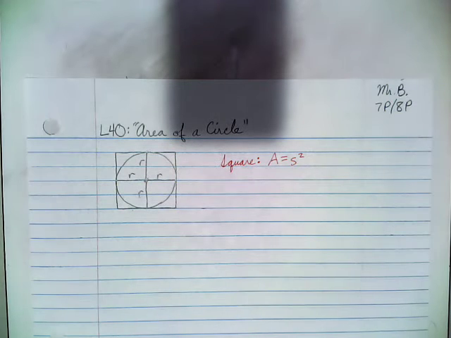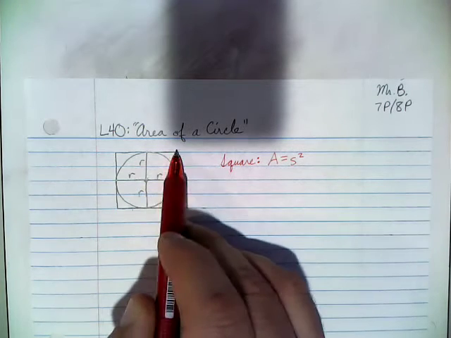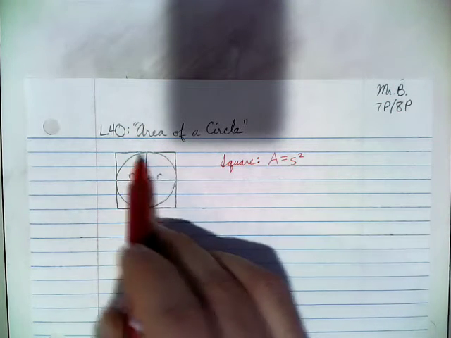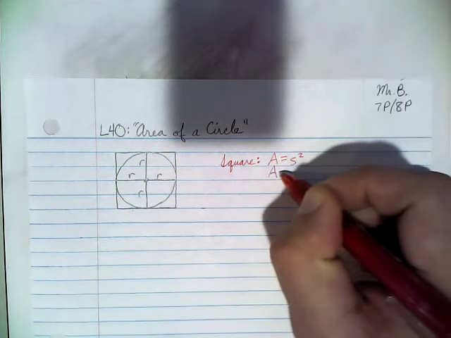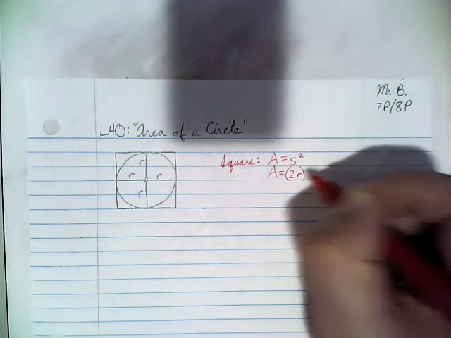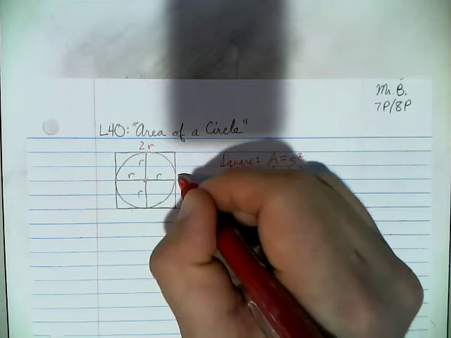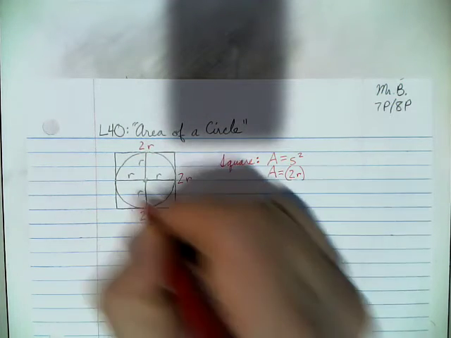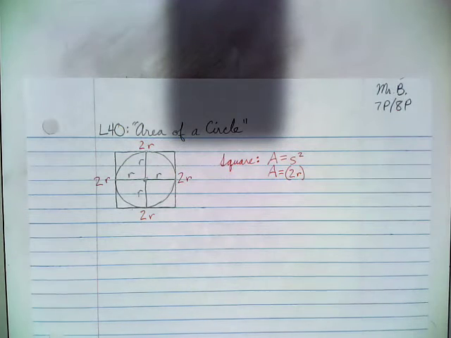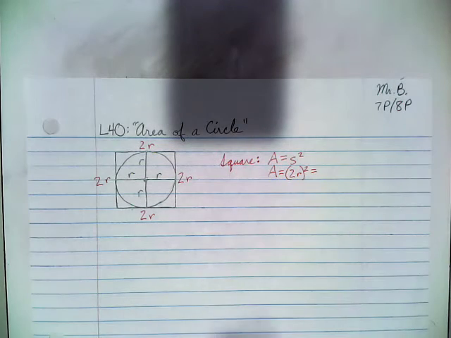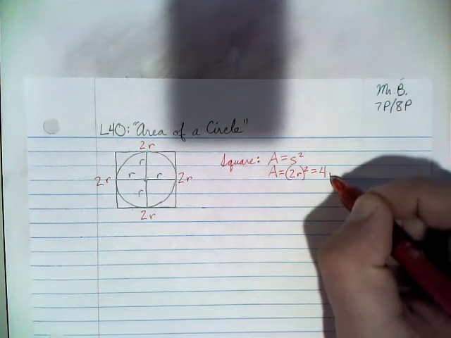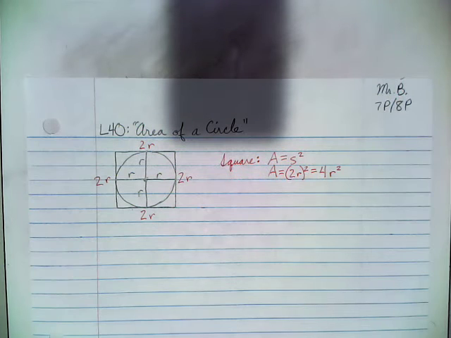So how long is this square? What's the side length of this square? Well, in order to go from here to there, you've got to move across a radius and then a second radius. So the side length of this square is 2r. It's r plus r, so 2r right there. It's 2r on this side, 2r on that side, 2r on that side. And so if we square that, well, 2r times 2r, 2 times 2 is 4, and r times r is r squared. So 4r squared.